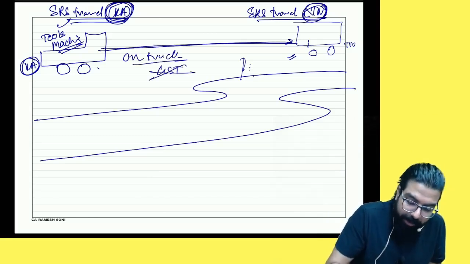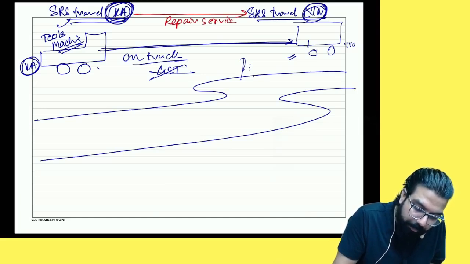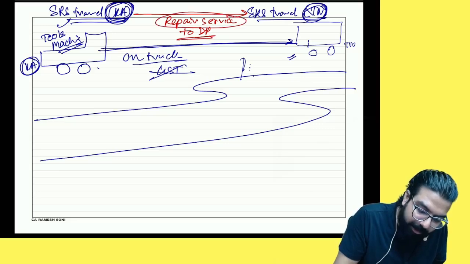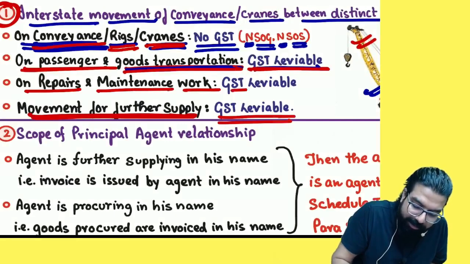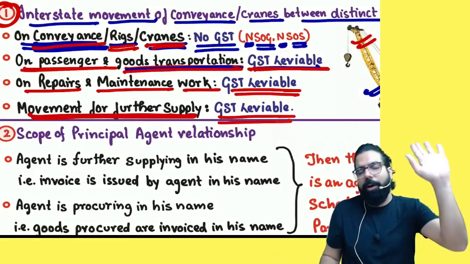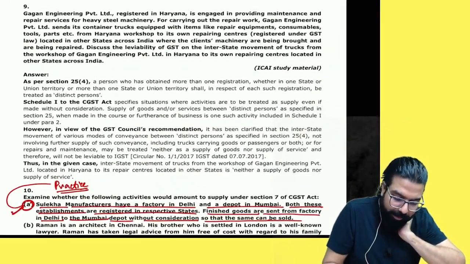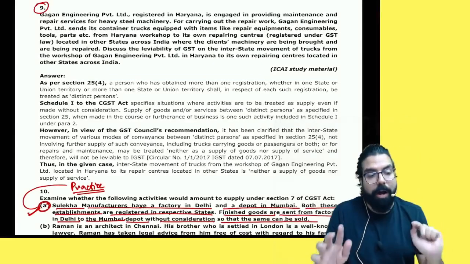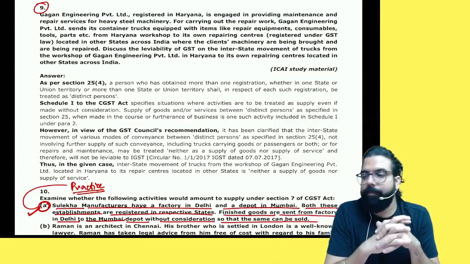But has the Karnataka branch given some repair services to whom? To their distinct person. So on repair and maintenance service, will GST come? On repair and maintenance work, GST will be levied. Is my point 100% clear? Shall I explain again or got it, everyone? Pakka, everyone? Chalo, if you have got it, do one thing. Read this question. Question number 9. Now, read. People watching at home, read.